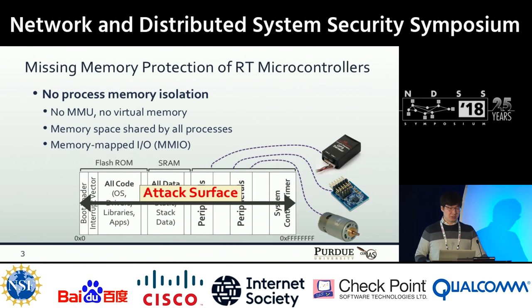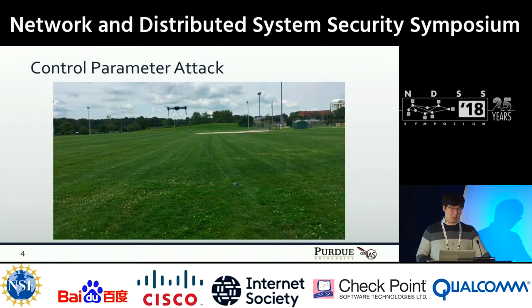Because there's no virtual memory support and everything is in the large shared physical memory, the entire memory space can work as a large attack surface. So for example, if an attacker compromises a little process, that also means that he can subvert the entire system and do anything he wants, basically. This is one attack that we crafted based on existing ideas of attacks, and let me show you the video first.